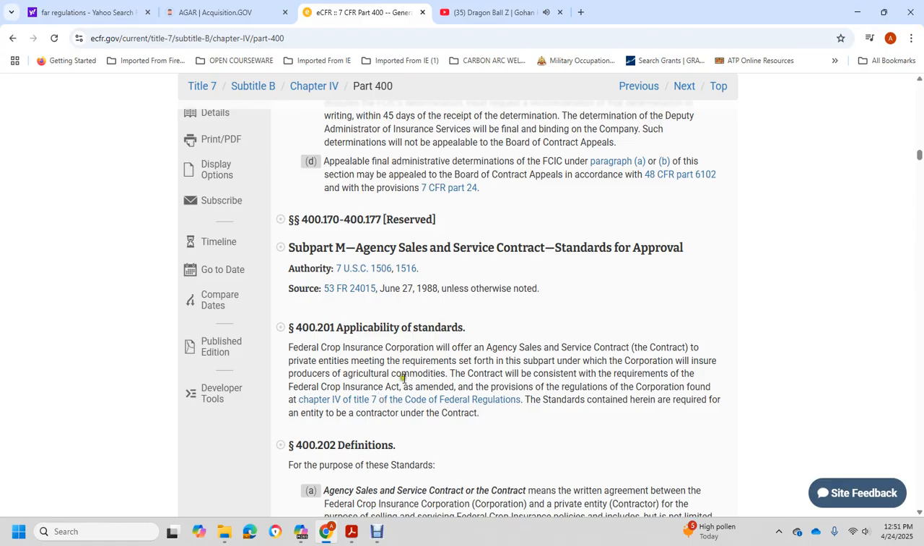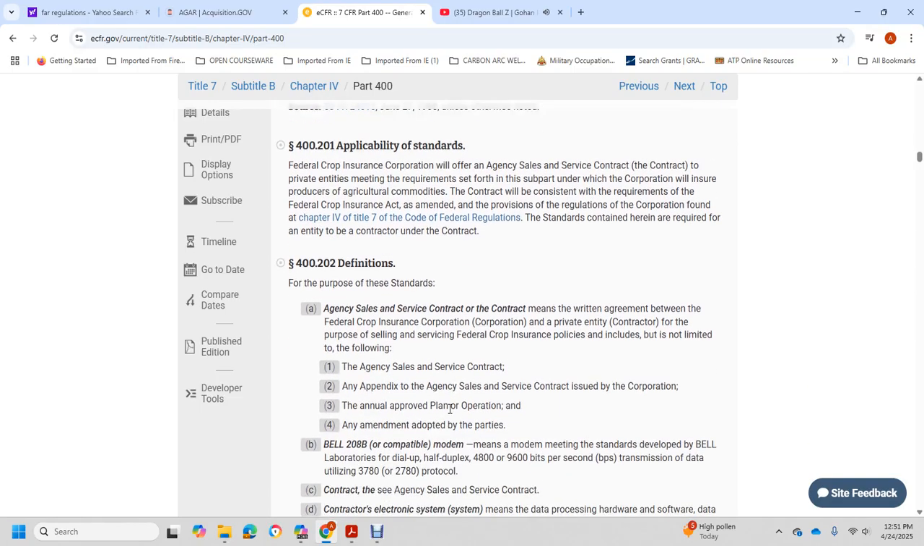As amended with the provisions of the regulation, filed in Title 4 of Title 7 of the Code of Federal Regulations. 402.02, the definition of agency: the officer with the contract, meaning the written agreement between the Federal Crop Insurance Corporation and a private entity for the purpose of selling the Federal Crop Insurance policy. The agency shall issue the corporation's annual approved plan of operation and any amendment adopted by the parties.